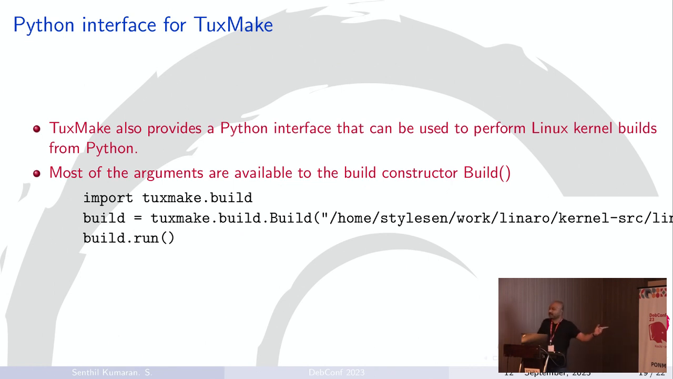And as I said, it's not just the command line. TuxMake can also be treated as a library. It's a Python library, so it's as simple as that. You import tuxmake.build, and then you say build with your kernel source tree path, and all the options you have in the TuxMake command line can be passed as parameters. This will be very useful if you're writing a Python script to run in CI to make kernel builds.